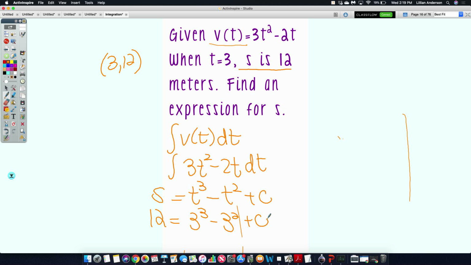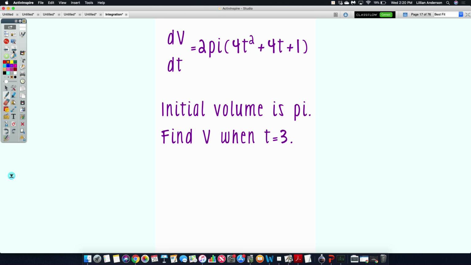3 cubed is 27. 27 minus 9 is? 18. So C is going to be negative 6. So then your equation is s equals t to the 3rd minus t squared minus 6. Very good. Questions? Is it coming back? It is. Yeah. Most definitely.